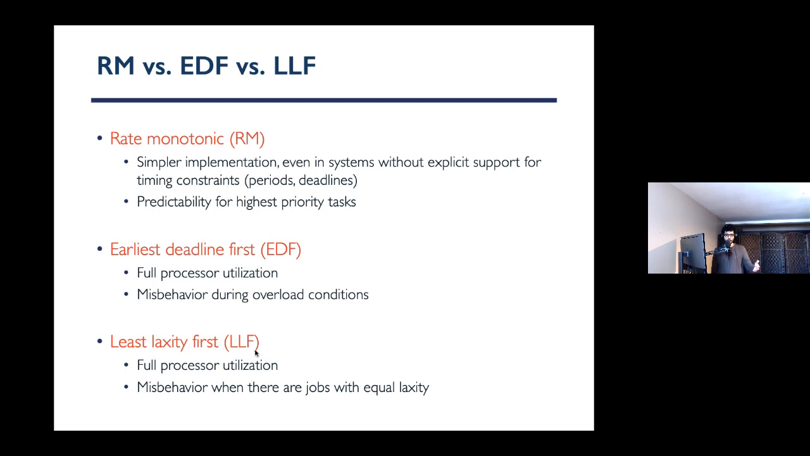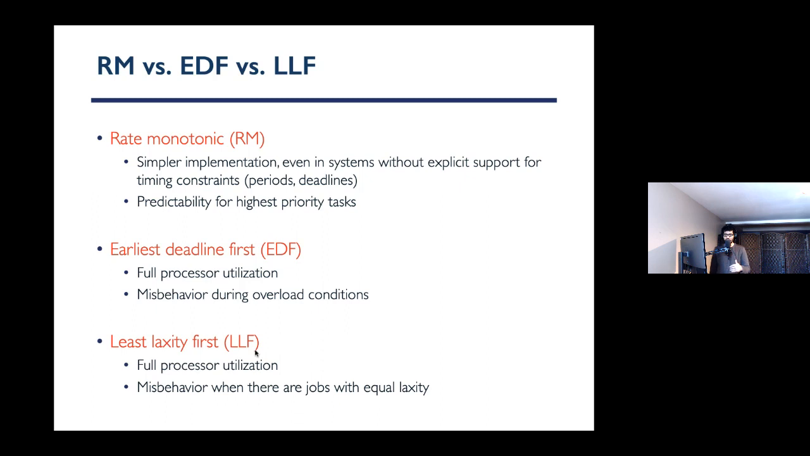Then we have earliest deadline first. It achieves full processor utilization. It can utilize all the way to 100%. It has some misbehavior if you have an overloaded system. Then we had the least laxity first. It could also achieve full processor utilization, but it also misbehaves if you have tasks with equal laxity.